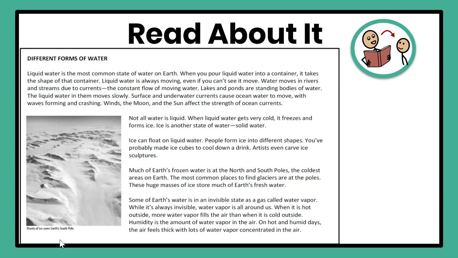Some of Earth's water is in an invisible state as gas called water vapor. While it's always invisible, water vapor is all around us. When it is hot outside, more water vapor fills the air than when it is cold outside. Humidity is the amount of water vapor in the air. On hot and humid days, the air feels thick with lots of water vapor concentrated in the air.